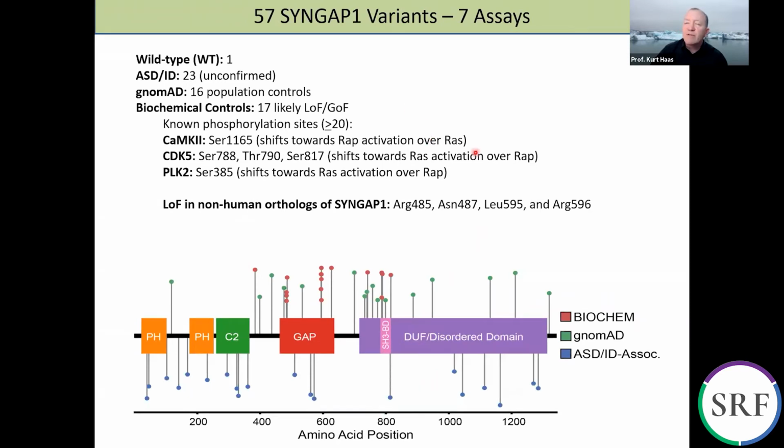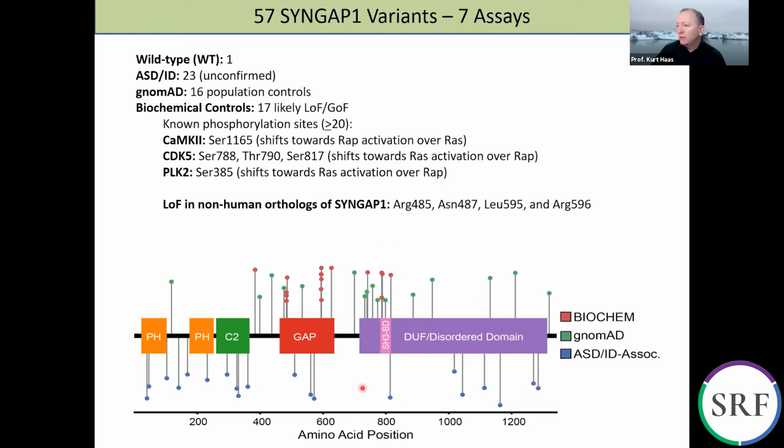We found 57 variants of SYNGAP1 that we've included in our study, and we've developed 7 assays to test their structure-function. These include a wild type version, and 23 that are in individuals with ASD or ID. I call these unconfirmed because just because they're identified in these individuals does not mean that they're causal. Even though we're calling them this, we don't think that they necessarily are causal. We also included 16 population variants. These are from the gnomAD database. So these are thought to be non-disease associated, normal population controls.